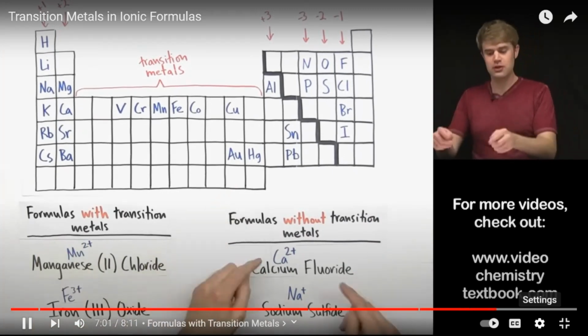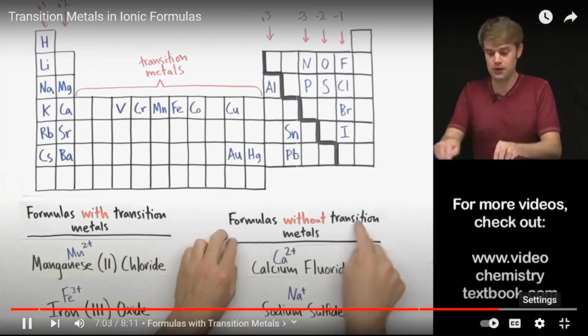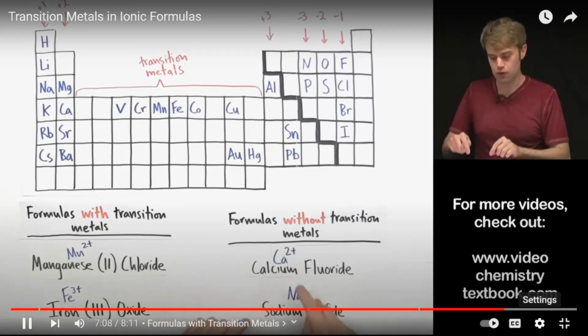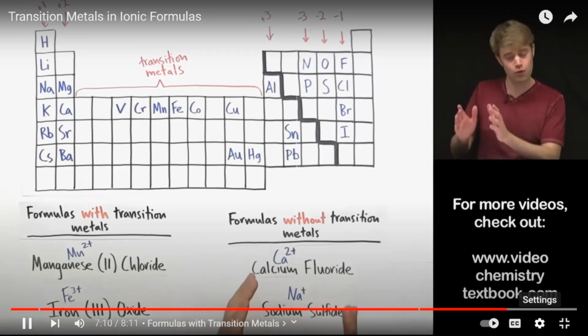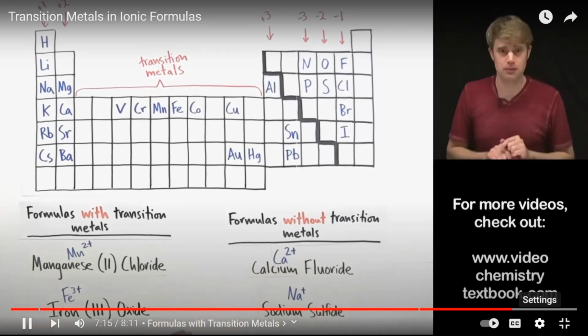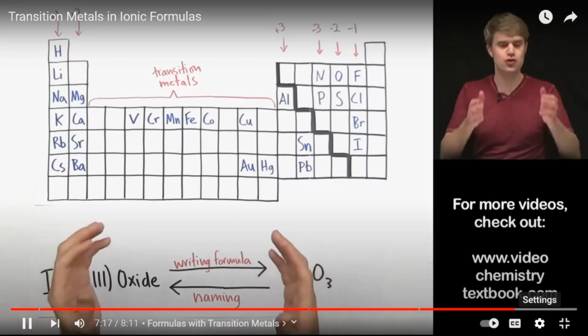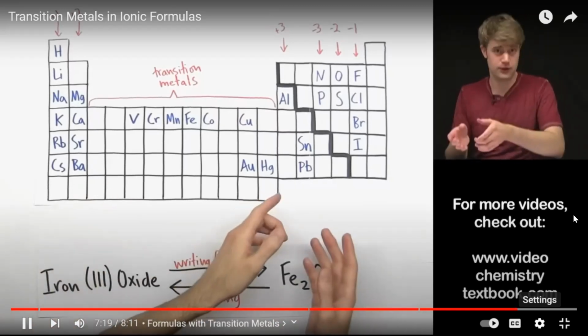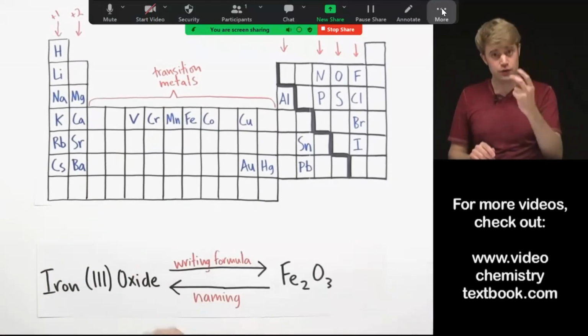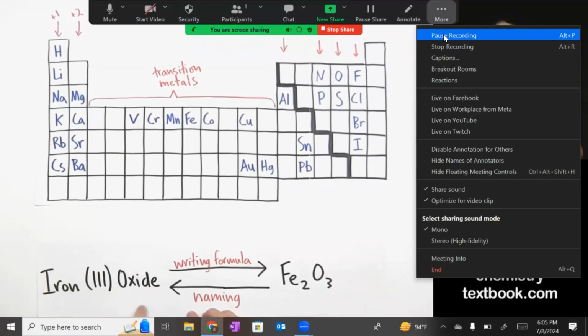So we don't have to use Roman numerals when we write formulas without transition metals, and in fact, it would be wrong to use Roman numerals when you're doing this. So don't put Roman numerals into the formulas unless they have transition metals. So that's an introduction to transition metals in ionic compounds. We saw how one transition metal element can make multiple ions with different charges. In the next 2 videos, we're going to learn how to take the name of a transition metal compound and write a formula for it.